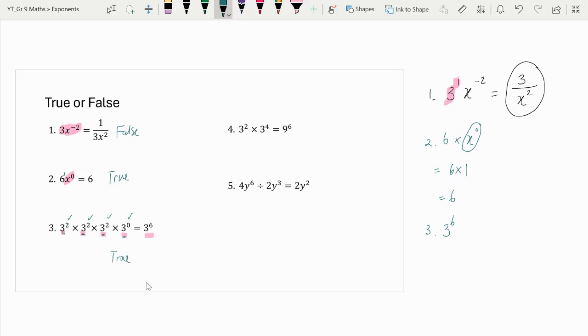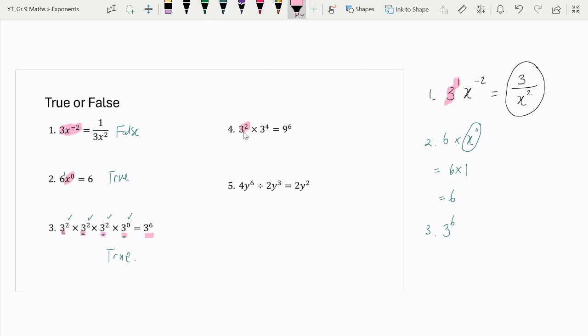That would be true. Some of you that maybe said false, maybe the 3 to the power of 0 made you think that the whole thing must become 0. I'm not sure, but I think most of you would have gotten this right. It's just applying our laws. Let's look at number 4.